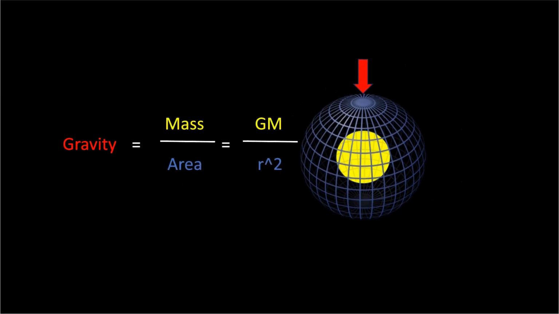So we can effectively say gravity equals mass divided by area. And that's exactly what Newton did when he came up with his formula for gravity. He says that gravity is equal to the gravitational constant times the mass, which is equivalent to the mass, divided by the radius squared, which is effectively the area.